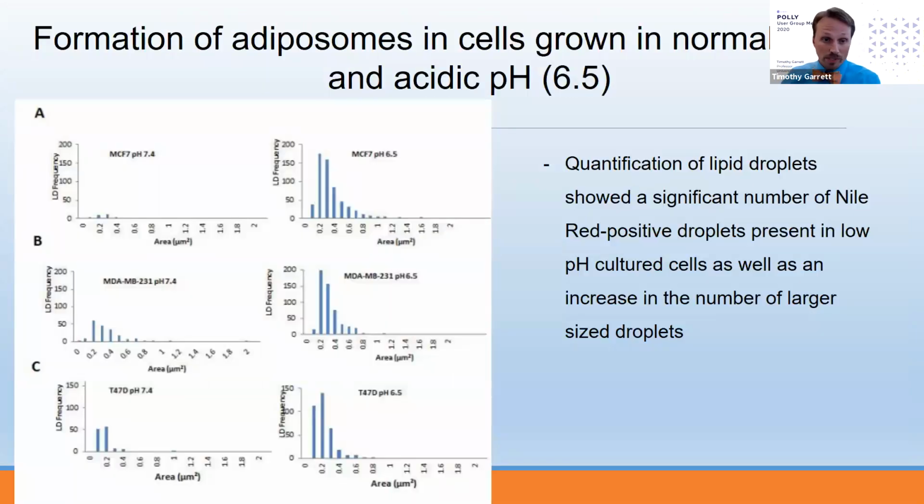So why are we interested in lipids in cancer? Well, we noticed in this collaborative project that we can form adiposomes when we grow cells under acidic conditions. And this graph shows you the amount of lipid droplet formation, an increase in MCF7, MD8, and T47D cell lines as we lower the pH from 7.4 to 6.5, showing a large increase in the amount of lipid droplet formation.